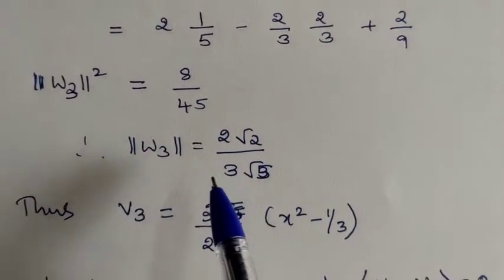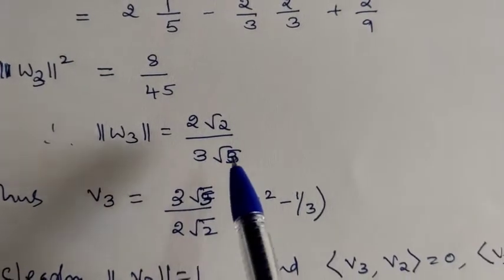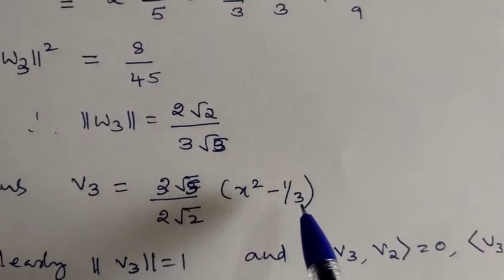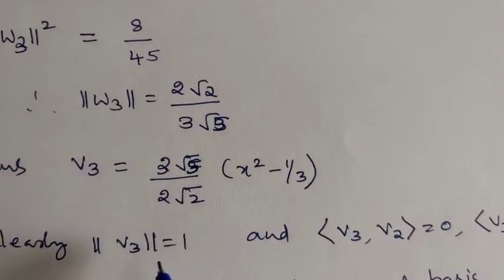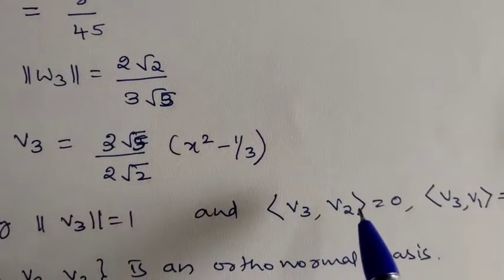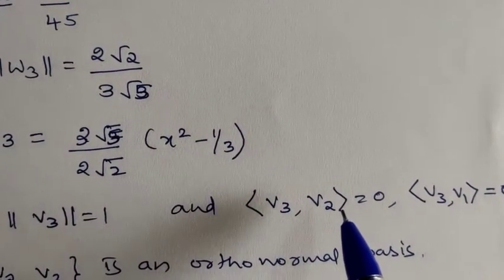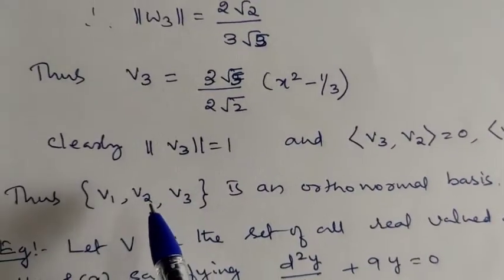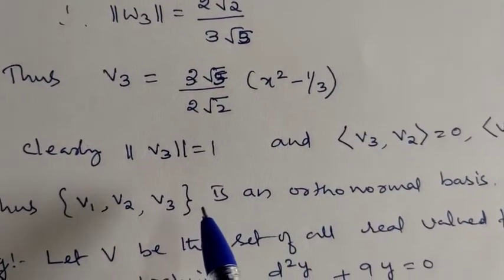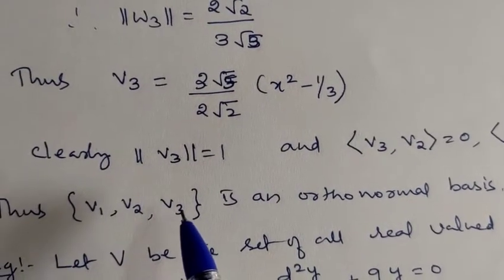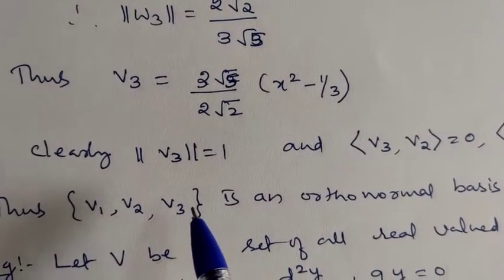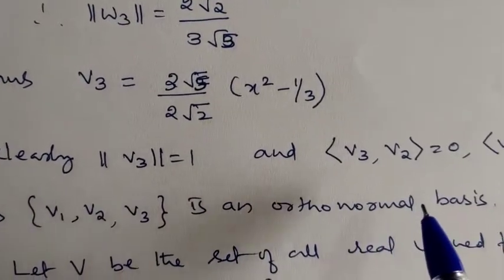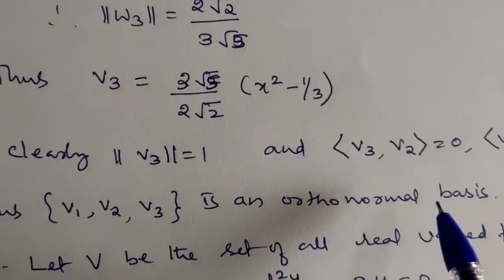This is the norm of W3, therefore V3 becomes 3 root 5 by 2 root 2 into (x square minus 1 by 3). Clearly the norm of W3 is 1. You can find out that the inner product of V3 comma V2 is 0 and V3 comma V1 is 0, therefore V1, V2, V3 becomes an orthonormal set. You know that every orthonormal set is linearly independent and so forms a basis, therefore V1, V2, V3 is an orthonormal basis for the given inner product space.